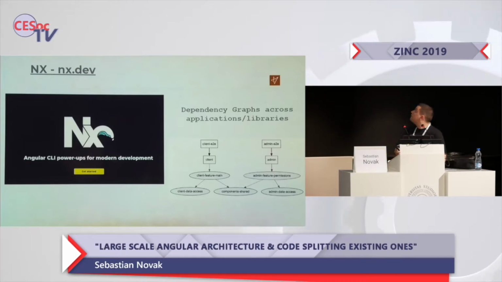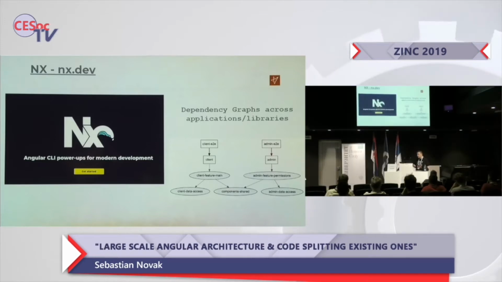This tool, NXDev, is a tool that optimizes the Angular CLI, supercharges it with tools that can help you build more efficiently and code split more efficiently, since it detects all of the dependencies between multiple projects and multiple applications and libraries, and you can even use its own command to perform some of the code splitting. It also enables you to more easily package existing applications into small libraries that you can publish later on.